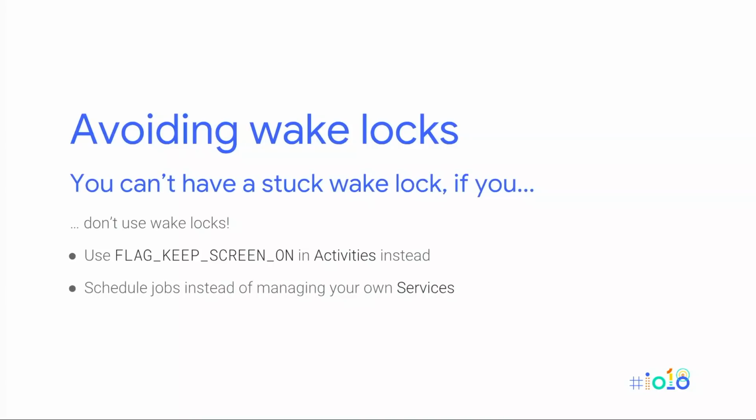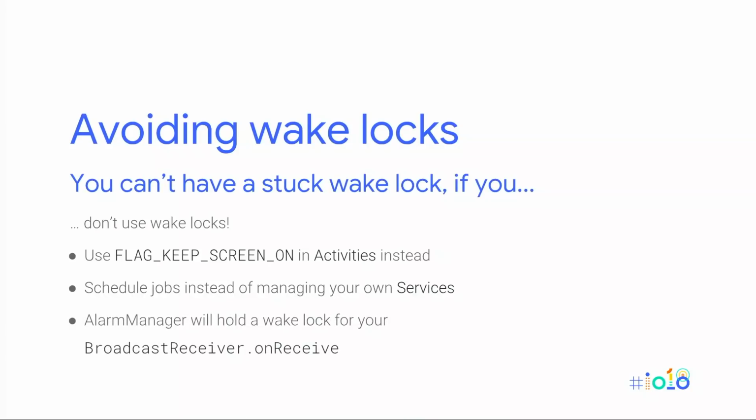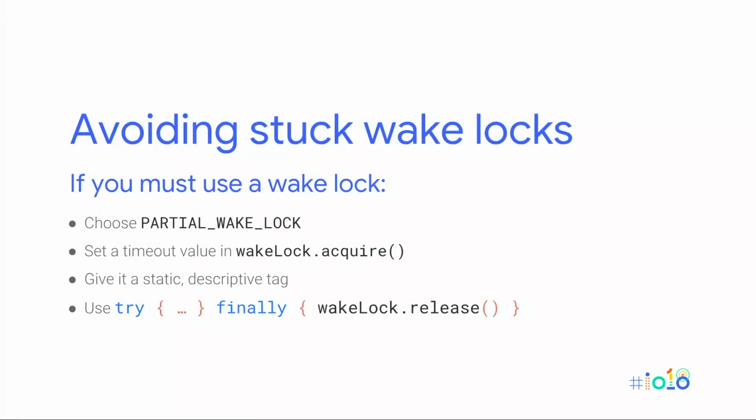For services, if you schedule them as jobs instead of having your custom free-running services, the job scheduler will hold the wake lock for you. And so again, you don't have to do that yourselves. Similarly, with Alarm Manager, if you use it to schedule an alarm in a broadcast receiver, there will be a wake lock held for you for the duration of onReceive. So if you don't use wake locks, you don't even need that permission in your manifest, and you can't leak them. So that's great.